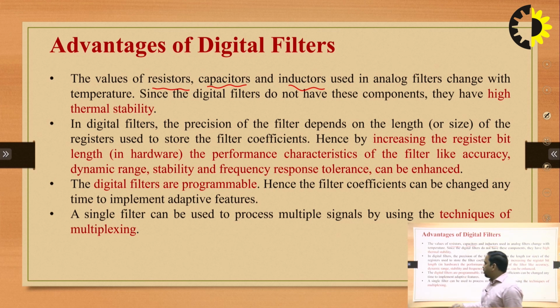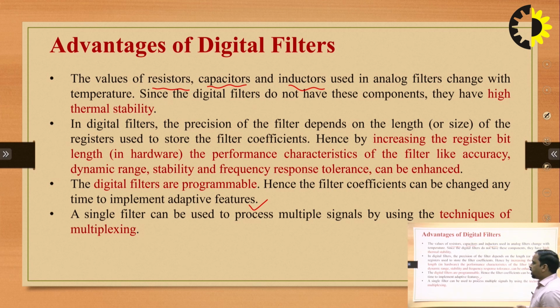Next, digital filters are programmable, because these filter coefficients are stored somewhere in memory. So we can program these digital filters easily. Hence the digital filter coefficients can be changed anytime to implement adaptive features. But as we will see, in analog filters we have the values of capacitors, inductors and resistors, and they are not adaptive, right? So the values are fixed.